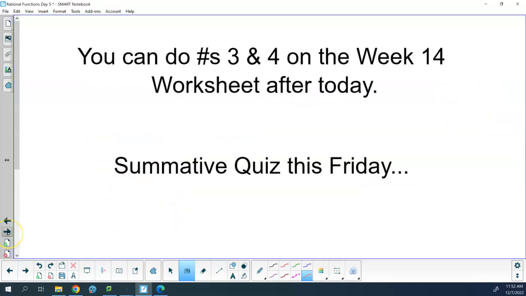So you can now do numbers 3 and 4 on the back side of the blue sheet, which means that you can do all of the blue sheet. And I remind you that there is a quiz this week, Friday.